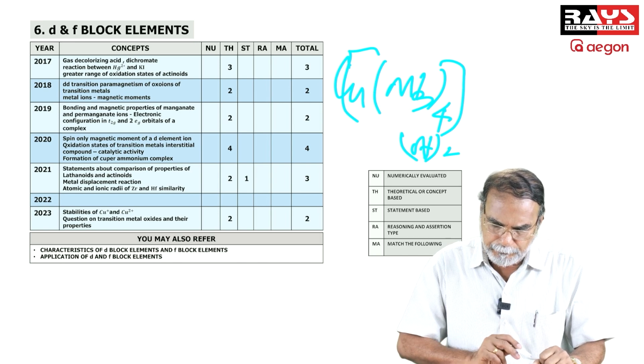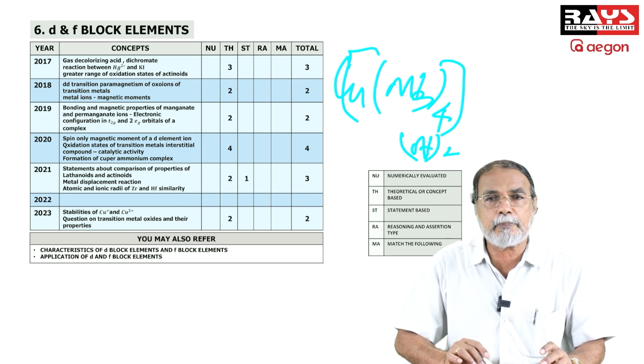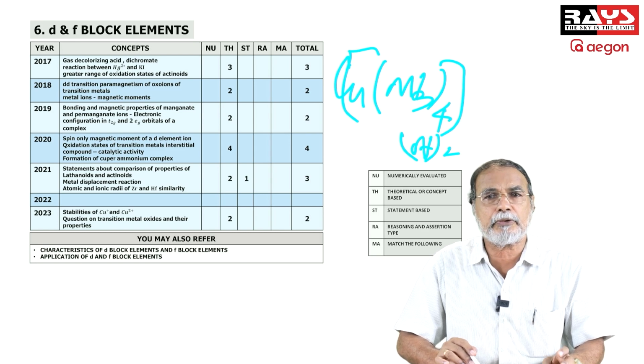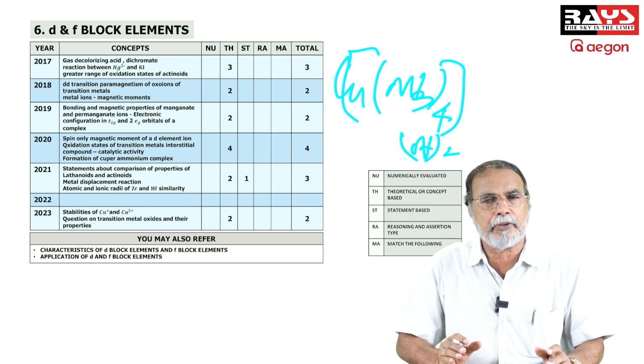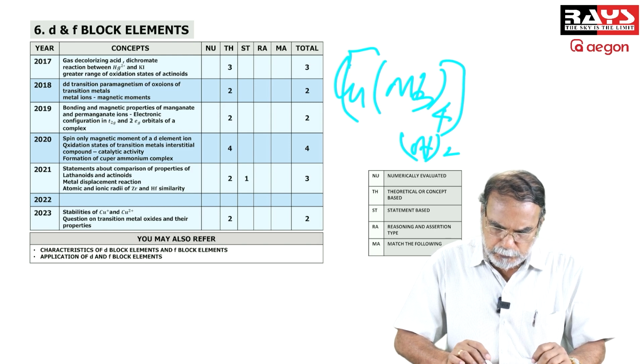In 2021, there were statement-type questions about the comparison of the properties of lanthanides and actinides. And there was also a question on metal displacement reactions, and a very standard question relating to the comparison of the atomic and ionic radii of zirconium and hafnium. And the reason for the similarity, you come across the lanthanide contraction and phenomena like that, it explains such things, you know. And coming to 2022, there was no question.